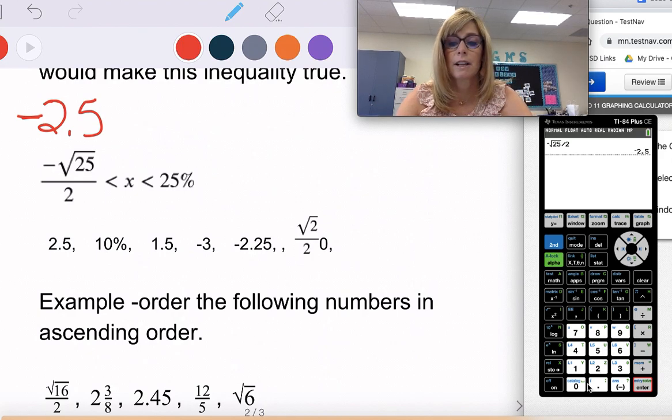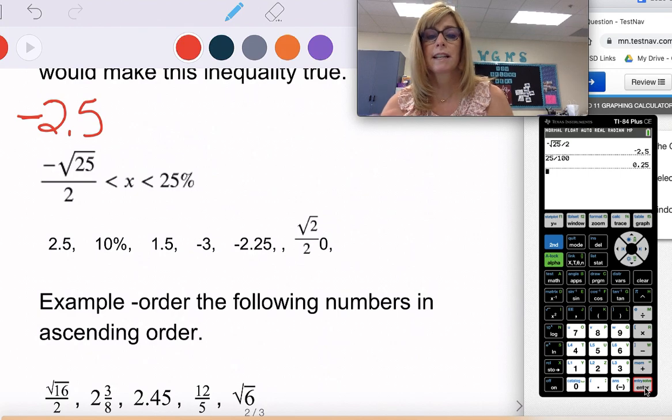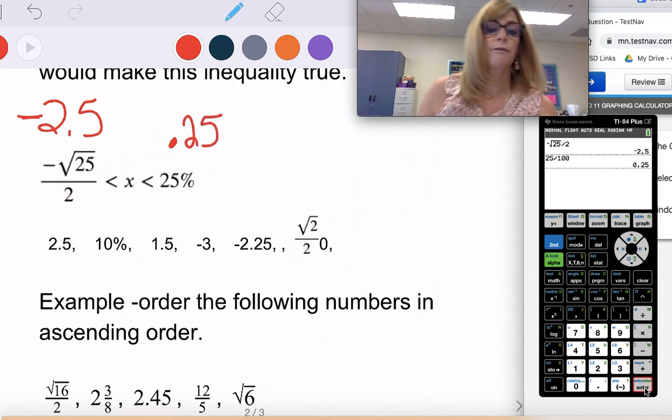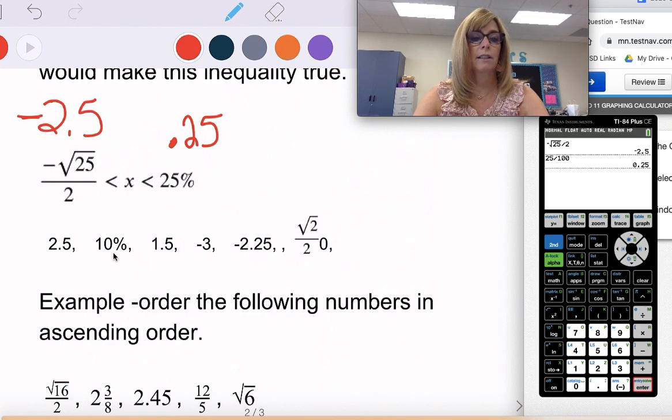25%, if you remember, 25% is 25 divided by 100, or it's 25 out of 100. So 25% as a decimal is not 25, but 0.25. Okay, so we're looking for which numbers down here can I circle that would be between negative 2.5 and 0.25.